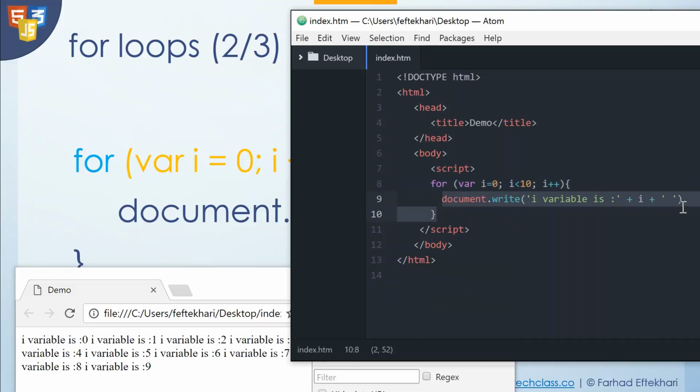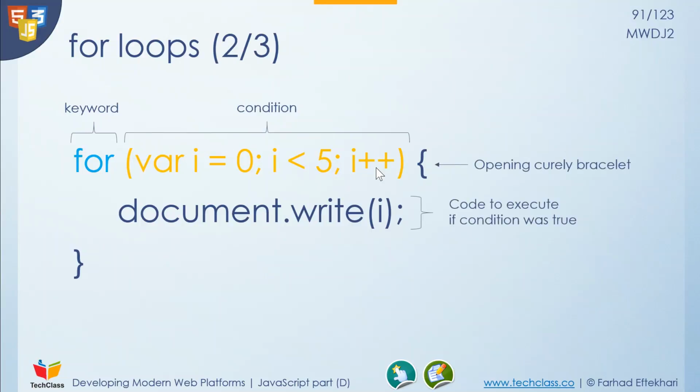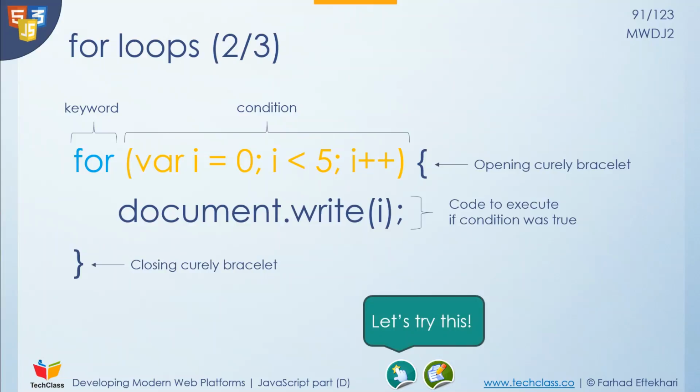But this is a very simple example. Imagine you want to show different kinds of columns with different kinds of rows of a table, with columns and everything with more complicated information. It was just a very simple example for a for loop. Here we have the keyword, the whole condition, opening curly bracket, the code to execute if the condition was true, and then closing curly bracket. This is how you write a for loop.